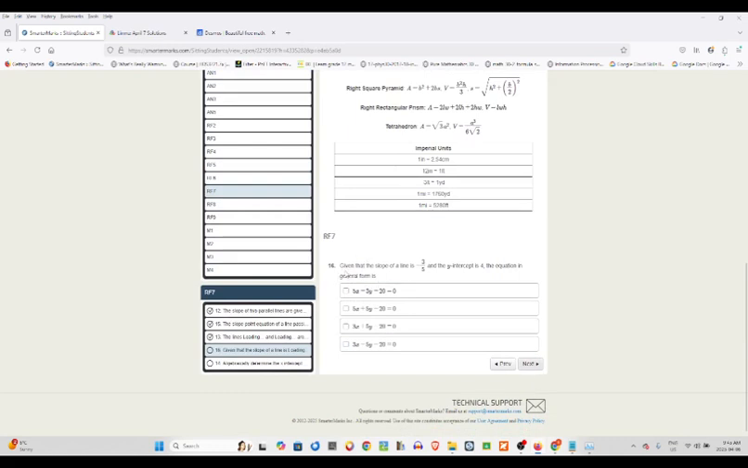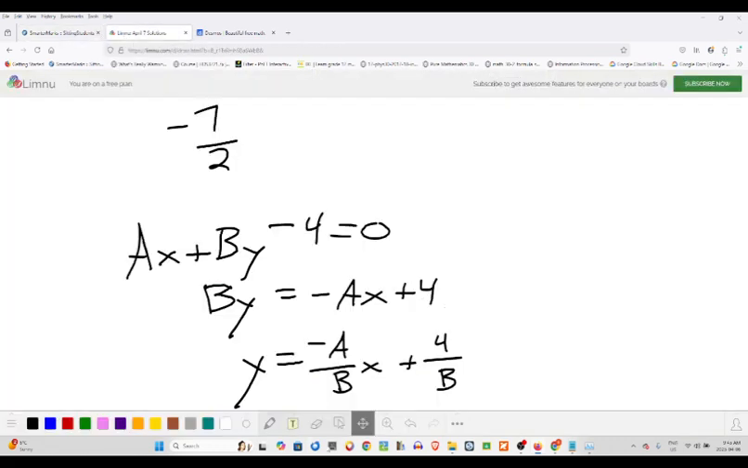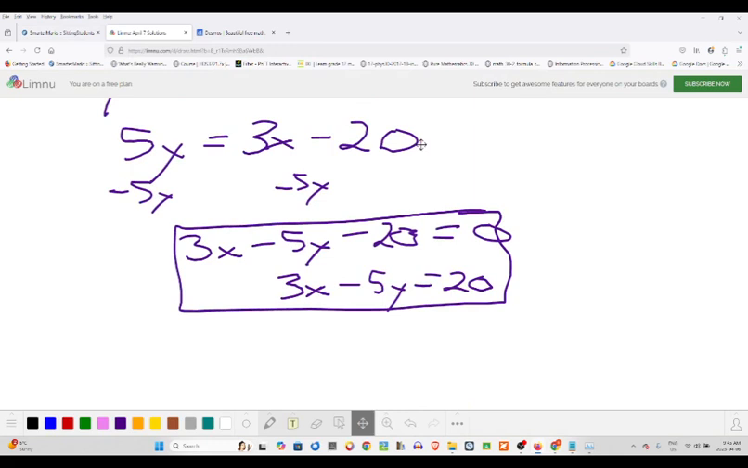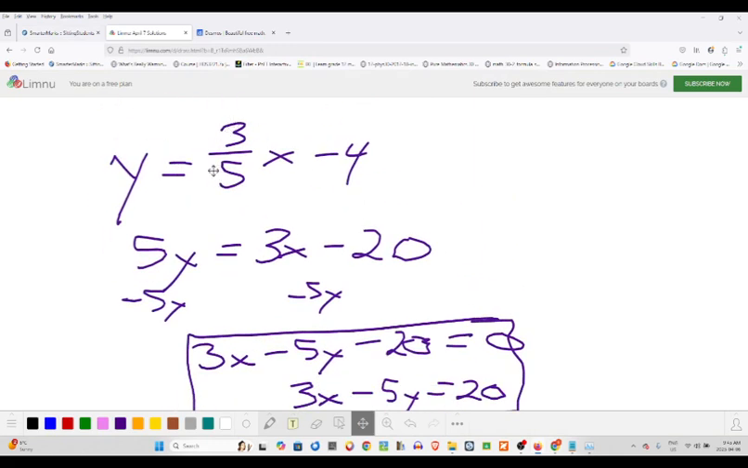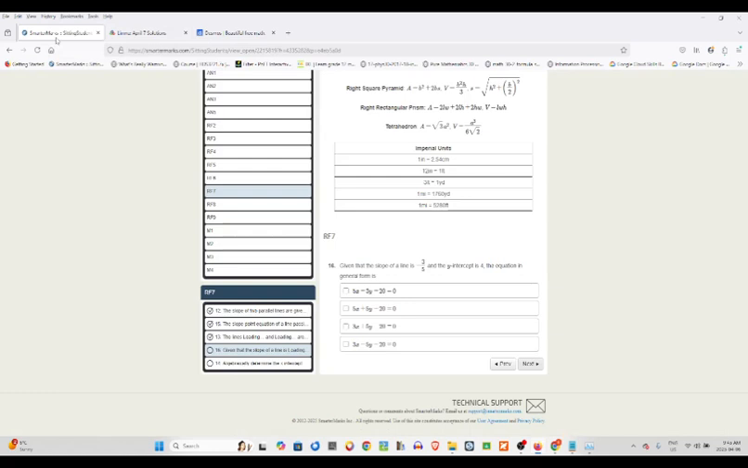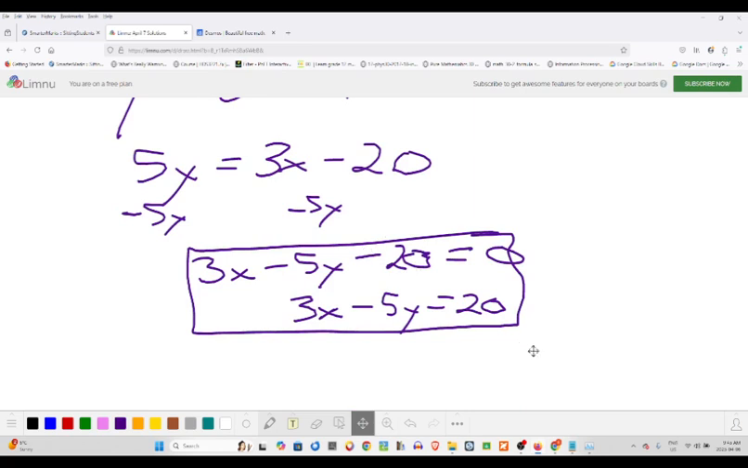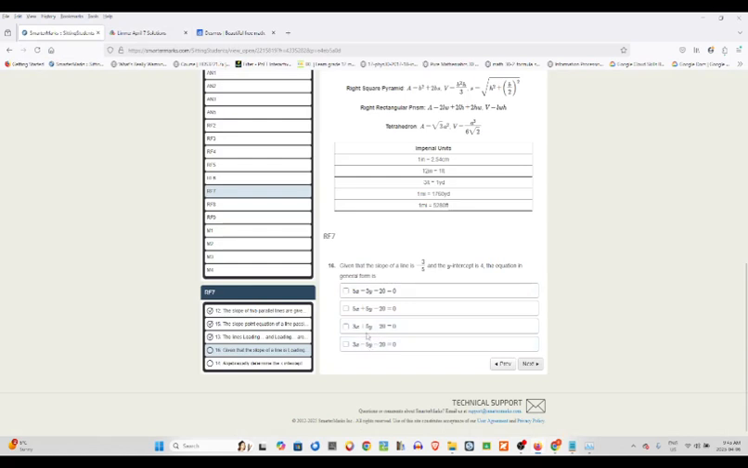Okay, multiple choice 16. Given that the slope of a line is negative 3 over 5 and the y-intercept is 4, the equation in general form. That actually seems familiar. I think we had that same combination. Slope is 3 over 5. Here, oh, the y-intercept is a positive 4. Yeah, that's just going to change the sign of our constant. So we're going to have a 3x minus 5y, right?